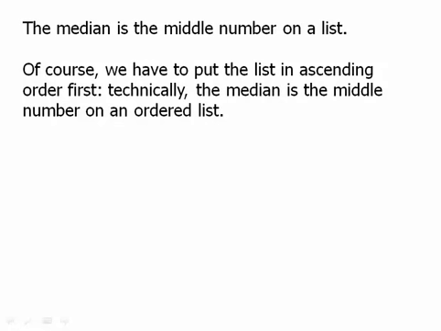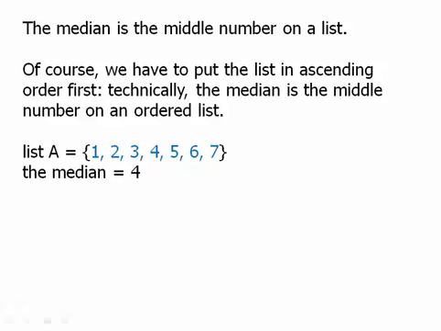And often, incidentally, the test will not do that. They'll give you the numbers in a jumbled order, and then you yourself have to put them in order and then find the median. So you have to be careful with that. So if we have this list, for example, the number right smack dab in the middle is 4. So that's the median. There are 3 numbers below it, 3 numbers above it, clearly in the middle.